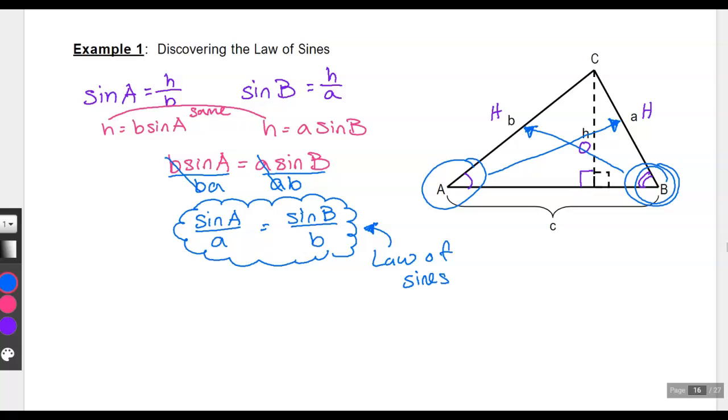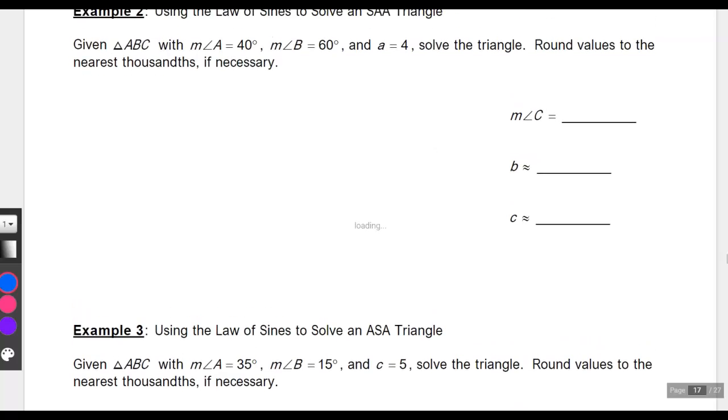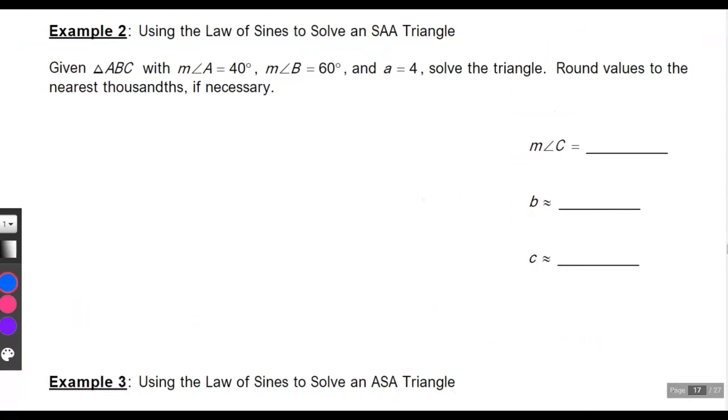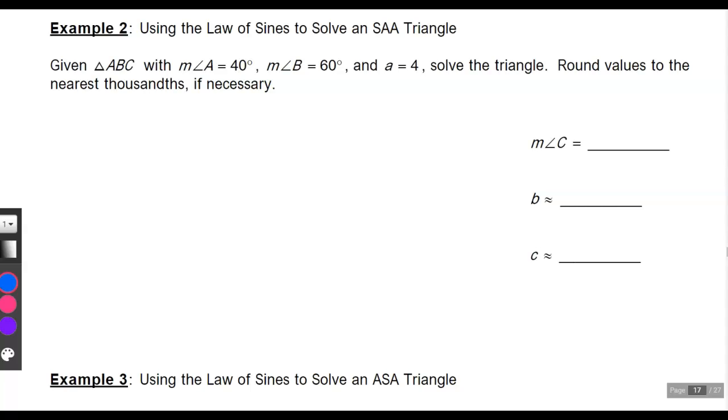So let's try it. Example 2 says, given triangle ABC with measure of angle A equals 40 and measure of angle B equals 60 and a equaling 4, solve the triangle. Now when it says solve the triangle, what this means is find all missing values, and round to the nearest thousandths. What do you think we need to do first?